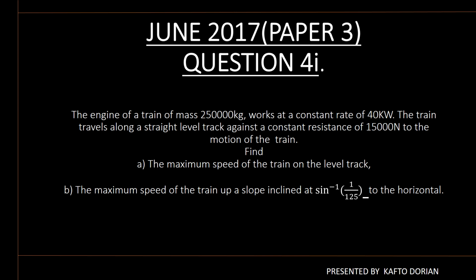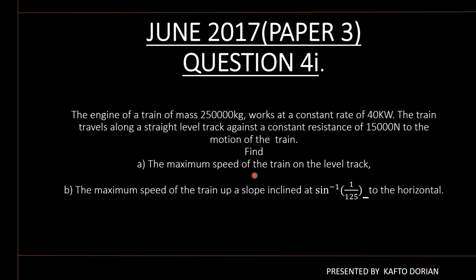Here we are in June 2017, paper 3, question 4i, where they say the engine of a train of mass 250,000 kilogram works at a constant rate of 40 kilowatt. The train travels along a straight level track against a constant resistance of 15,000 newton to the motion of the train. Find A, the maximum speed of the train on the level track.